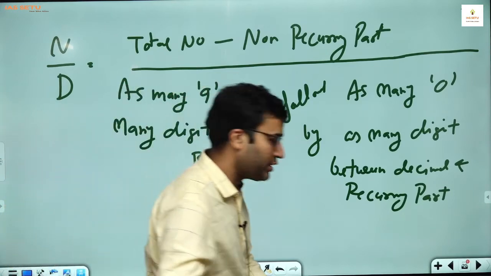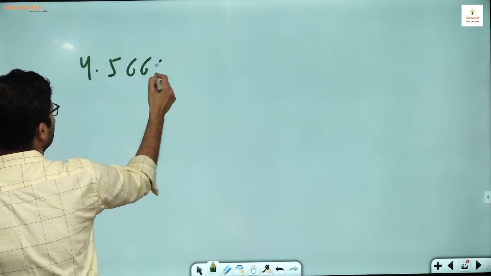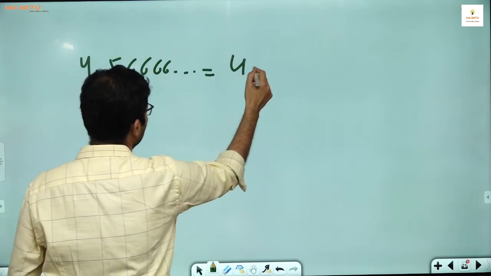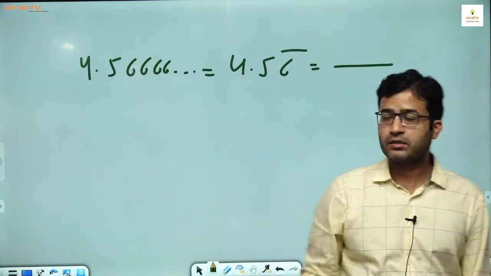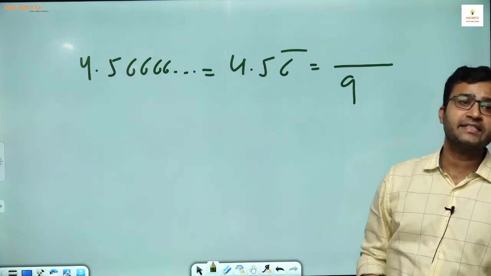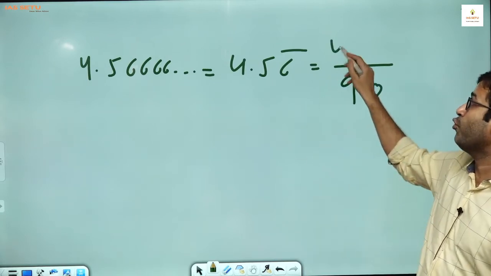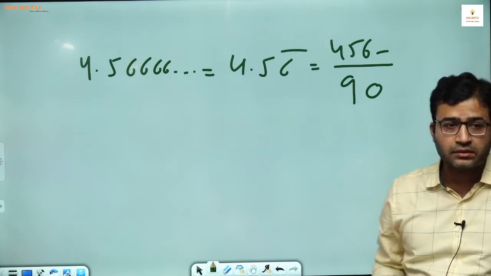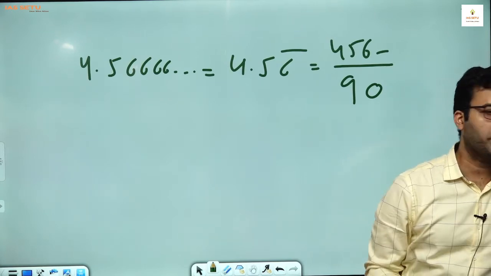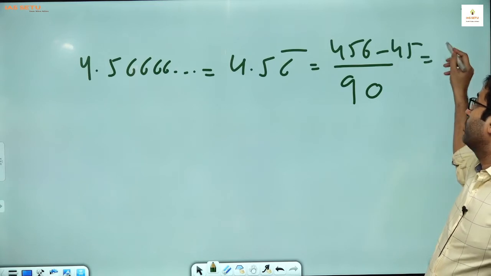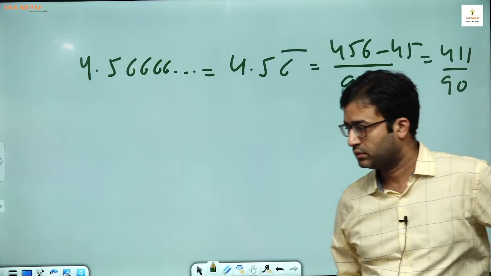Let me take one more question, then I ask you 2 examples. Like 4.5666666. I write it as 4.5 bar on 6. There is one digit under the bar, so 9. There is one digit between the decimal and the recurring part, so 10, giving 90. Numerator here is 456 minus 45, so it is 411 upon 90. You can simplify.